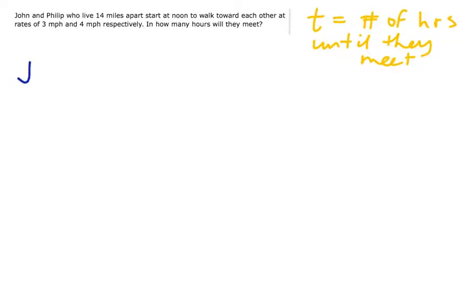Okay, so I'm going to start off with a picture. I've got John here. Let's draw John. There we go. And I've got Philip over here. Here's Philip. And they live 14 miles apart. Let me just back up here and make that clear up here, that they live 14 miles apart. Every bit of information that I get in the problem is important to put into my diagram. Okay, so I've got my 14 miles.